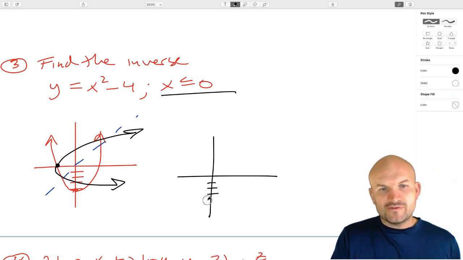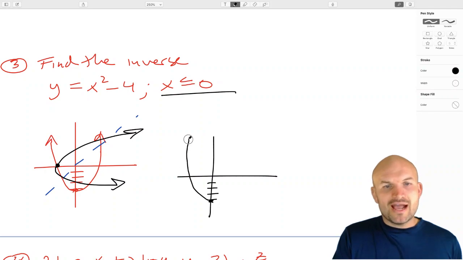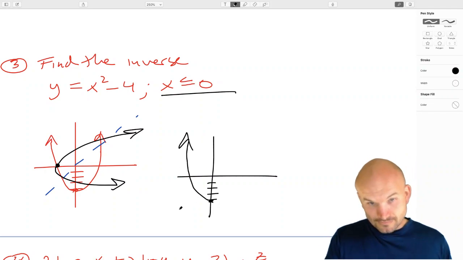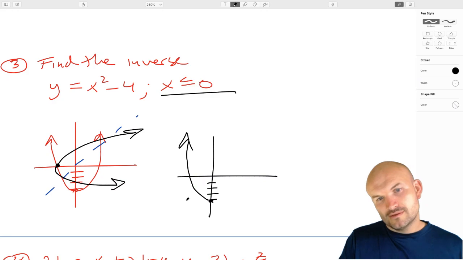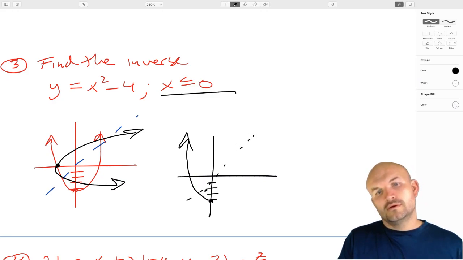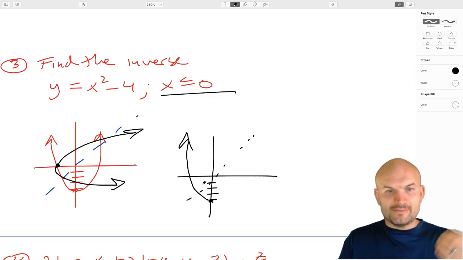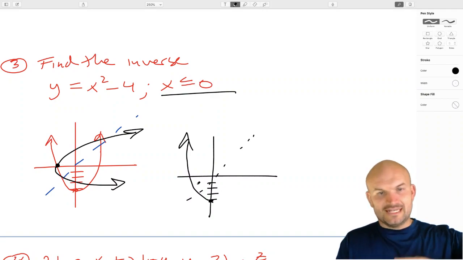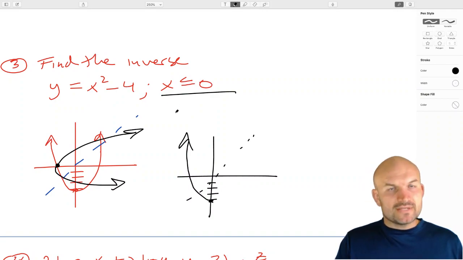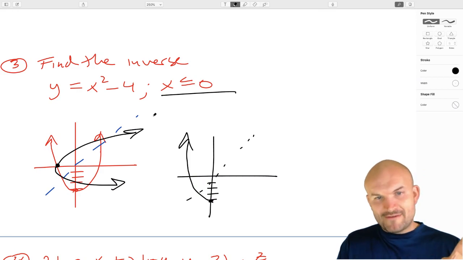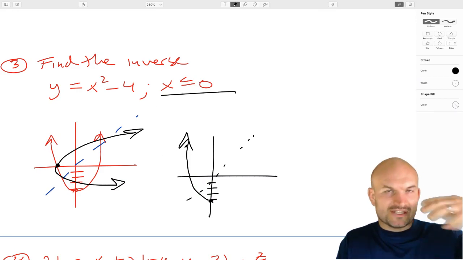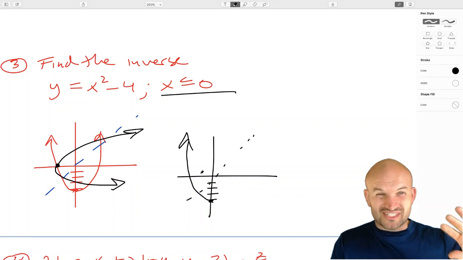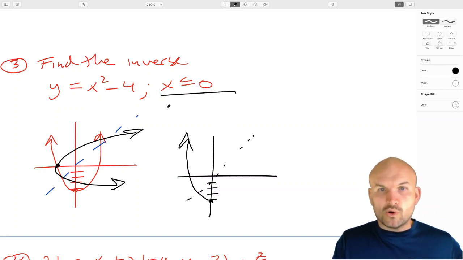So 1, 2, 3, 4. So when we're trying to look for the graph, we're only going to be finding the inverse here of this portion. So we're going to be taking this graph and reflecting it about the y equals x line. Now, forget about the graphical approach, but that's the reason why I wanted to show you the graphical way, so you can see why this restriction is so important. Now let's look at the algebraic.